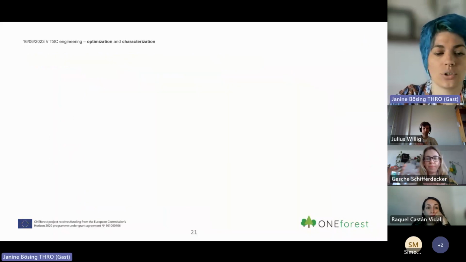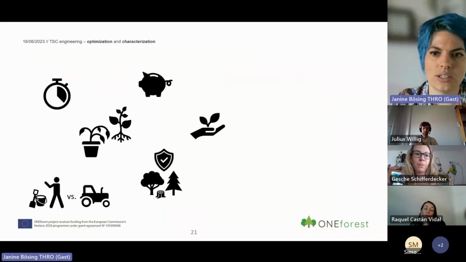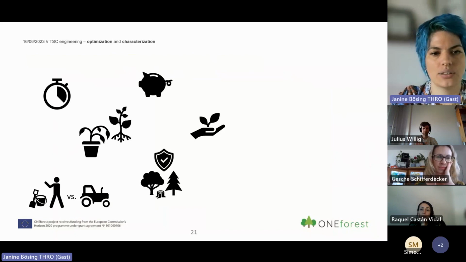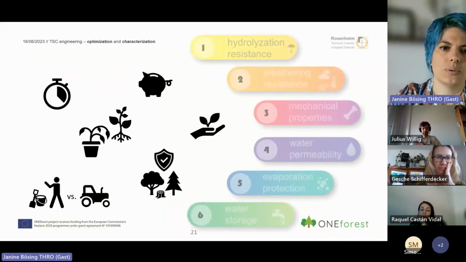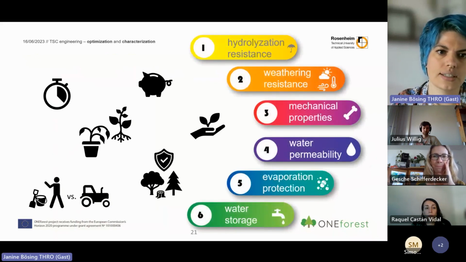And with that, I want to shortly summarize what I've talked about today. I've talked about the optimization that can be done in the preparation, the application, the plant health and growth, the biodegradability, the costs, and also the forest protection capabilities of our topsoil cover. And we are characterizing our topsoil cover through hydrolyzation and weathering resistance, its mechanical properties, the water permeability, the evaporation protection, and the water storage capabilities.